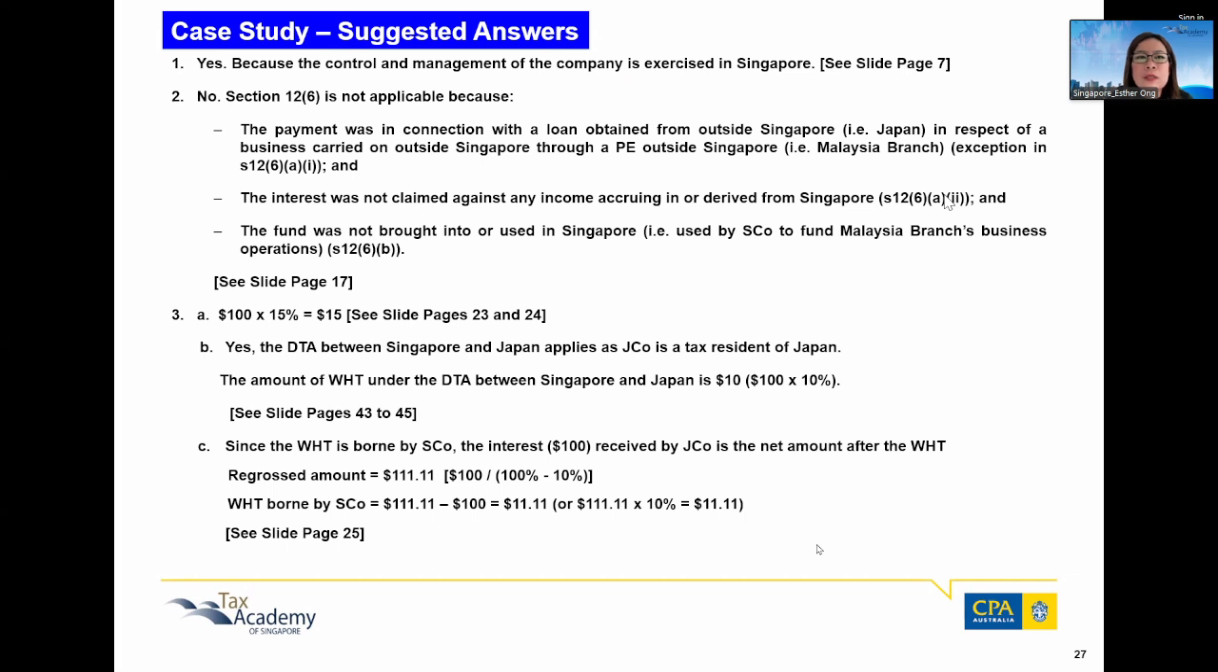And in this case, 12(6)(b) is also not met. The fund was not brought into or used in Singapore, i.e. used by Esco to fund Malaysia branch business operation. So the fund was actually used to fund Malaysia branch business operation, which is a PE outside Singapore. So it was not brought into or used in Singapore, and therefore it also does not meet Section 12(6)(b) for withholding tax.